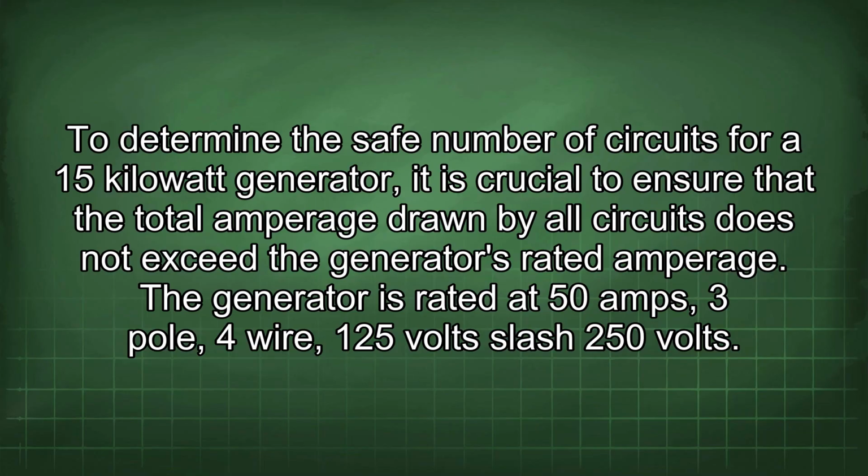To determine the safe number of circuits for a 15 kilowatt generator, it is crucial to ensure that the total amperage drawn by all circuits does not exceed the generator's rated amperage. The generator is rated at 50 amps, 3-pole, 4-wire, 125 volts/250 volts.